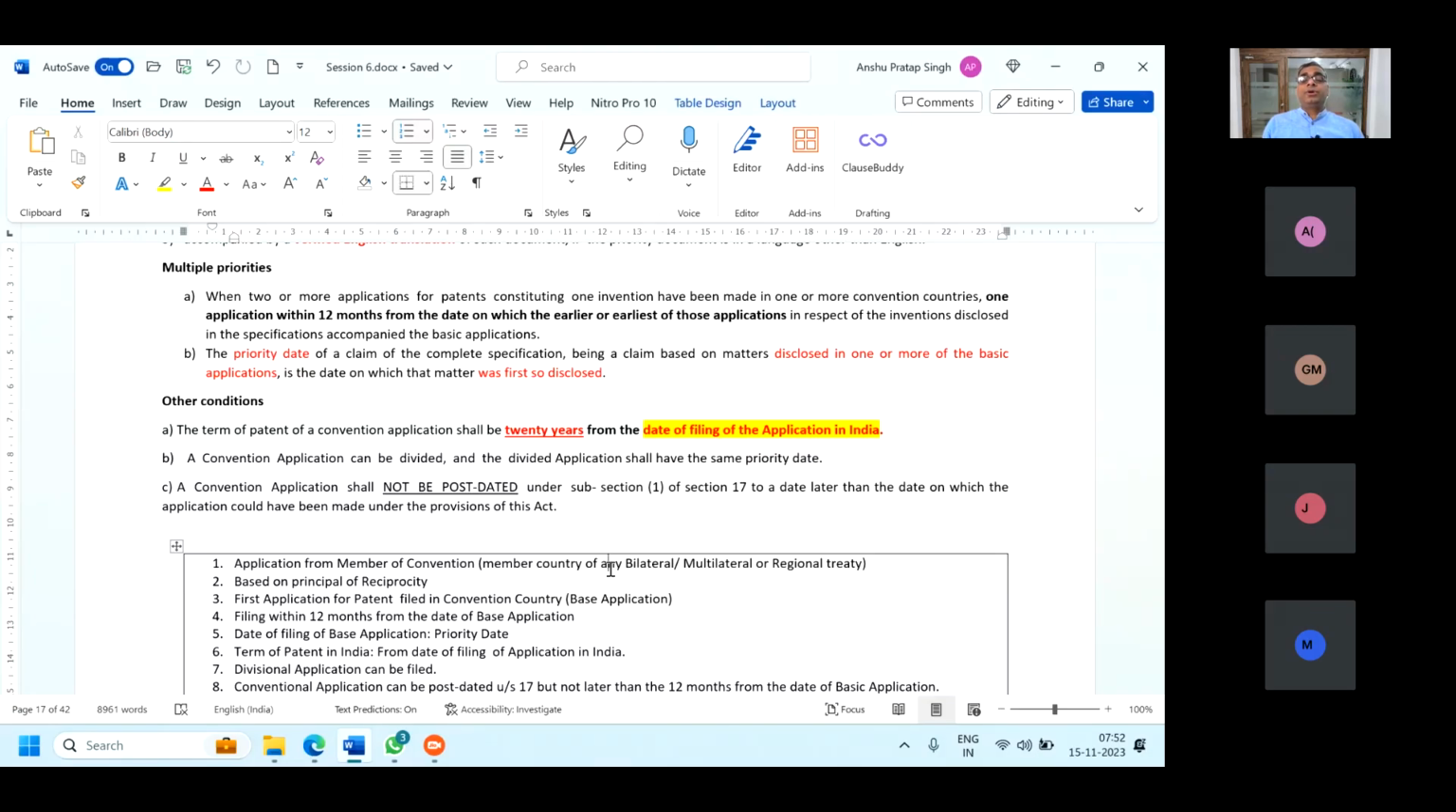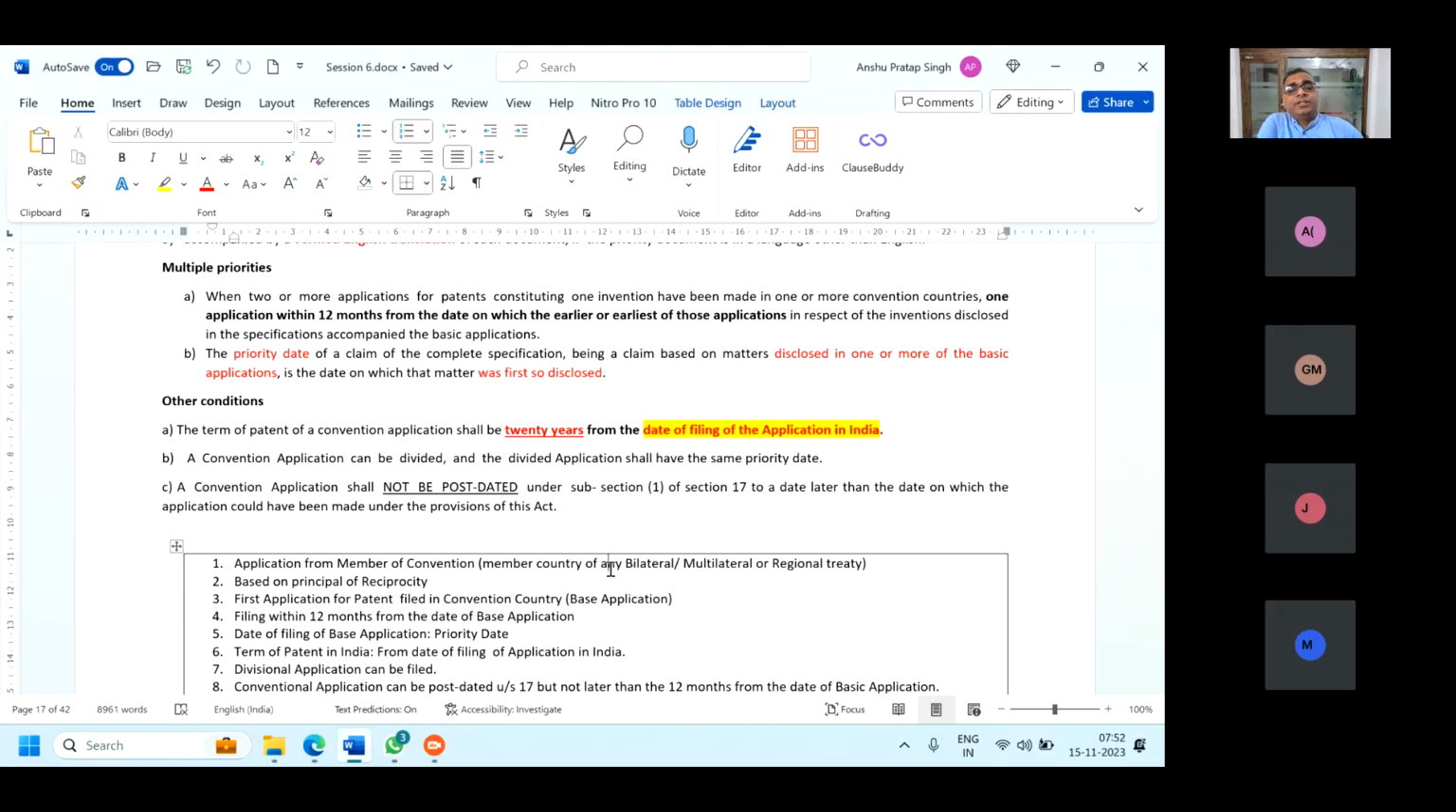Now, a convention application shall not be post-dated under sub-section 1 of Section 17, to a date later than the date on which the application could have been made under the proviso. Simply, 17.1 deals with post-dating. Post-dating is, simply, I have filed an application in January 2022. However, I want to post-date it. I can go ahead and say that my application should be post-dated to April. What I am doing here is actually changing the date of filing.